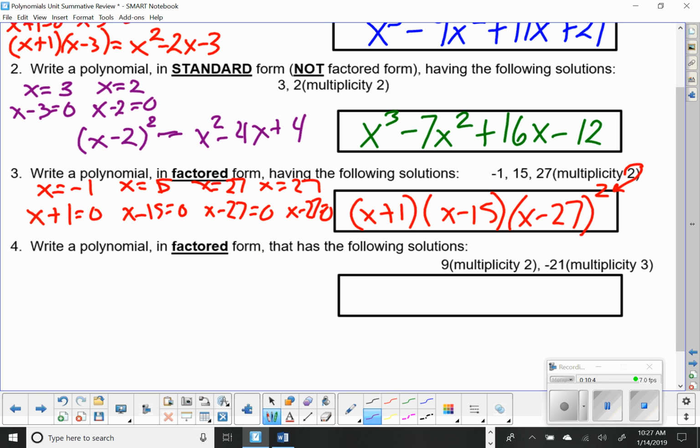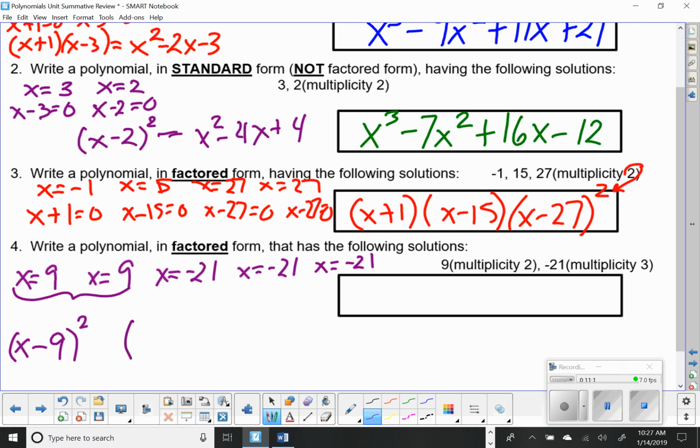Great. Let's do this last one. 9 is a multiplicity of 2. So I have x equals 9 and x equals 9. Then I have negative 21, multiplicity of 3. So x equals negative 21, x equals negative 21, x equals negative 21. That means I'm going to have x minus 9, that happens twice, and then I have x plus 21, and that happened 3 times.